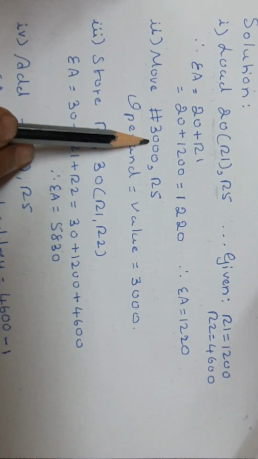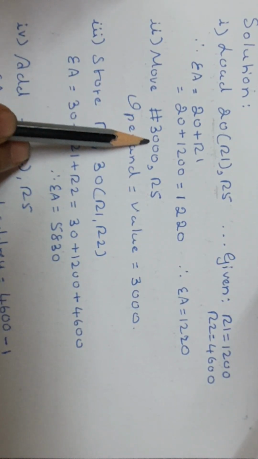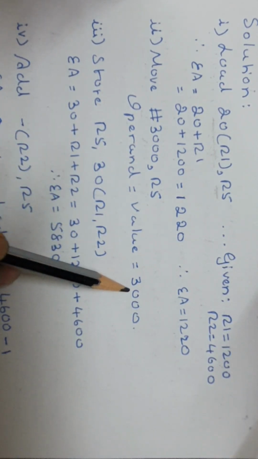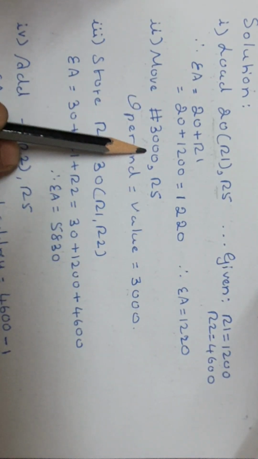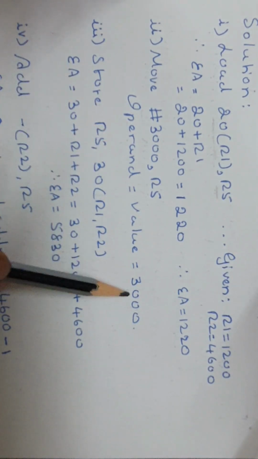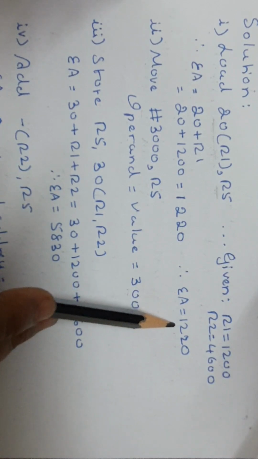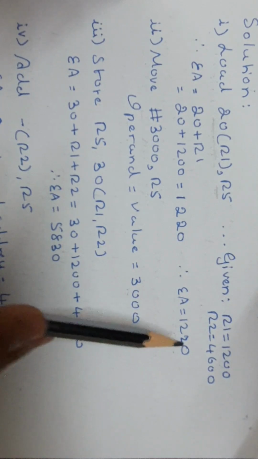So the operand is given immediately in the instruction itself. So operand that is 3000, that is given immediately in the instruction. This belongs to immediate addressing mode. Hence the operand is the value itself here, that is 3000. Okay. So the effective address means it is in the instruction only. Then what is the operand here? That is 3000. So operand is equal to 3000. Here the operand was brought from memory location whose address is 1220. The effective address is 1220.